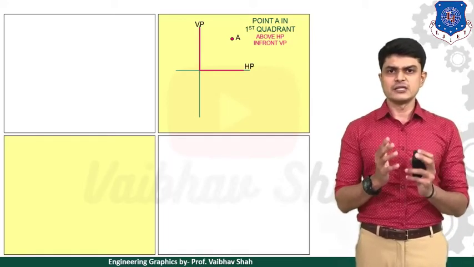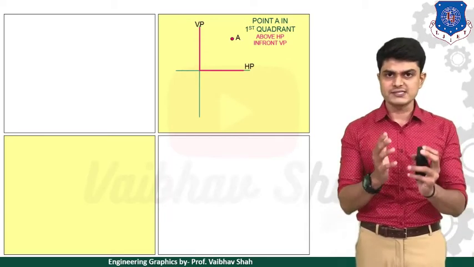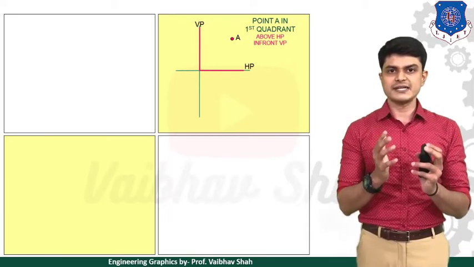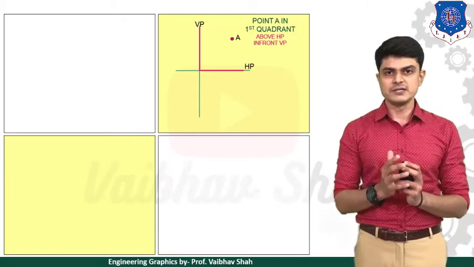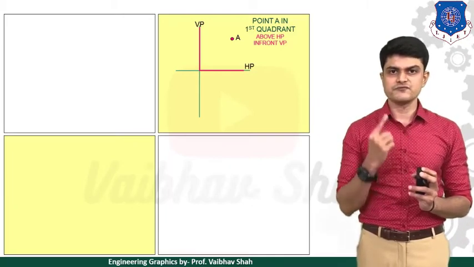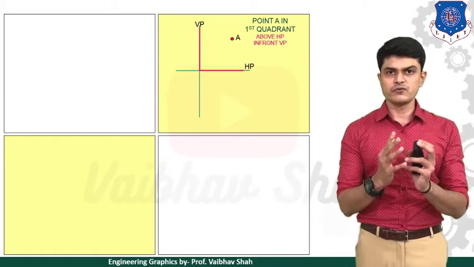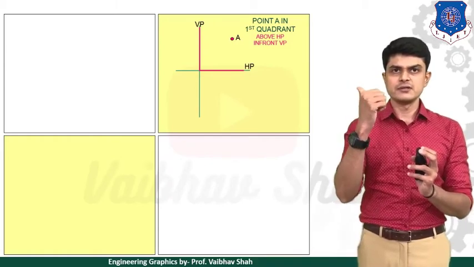Now if we try to take the projection of point A, then we will understand how the projections are actually taken for any point. We will be taking 2 projections. First, your front view from this direction.